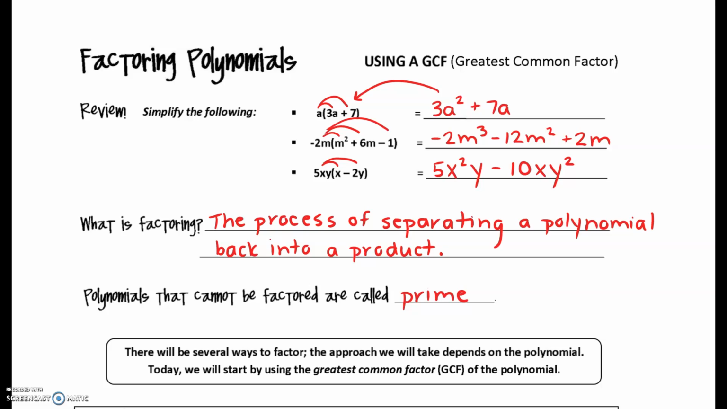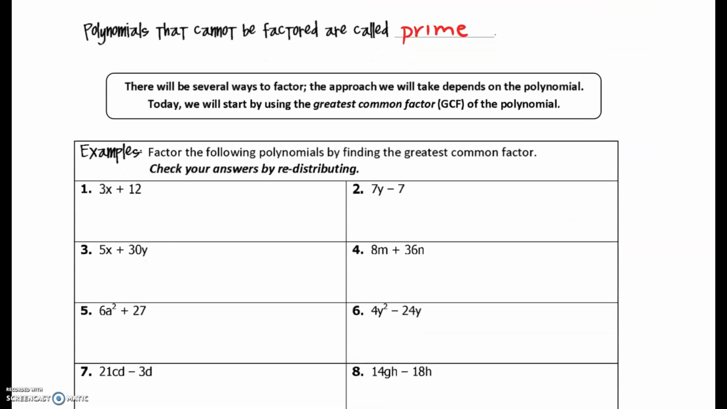So you'll notice here in the box it states there will be several ways to factor. The approach we will take depends on the polynomial. Today we will start by using the greatest common factor. Now this skill of greatest common factor is something that you learned back in elementary school when you talked about a GCF. It is the largest number, hence greatest, that is divisible by each one of these terms.